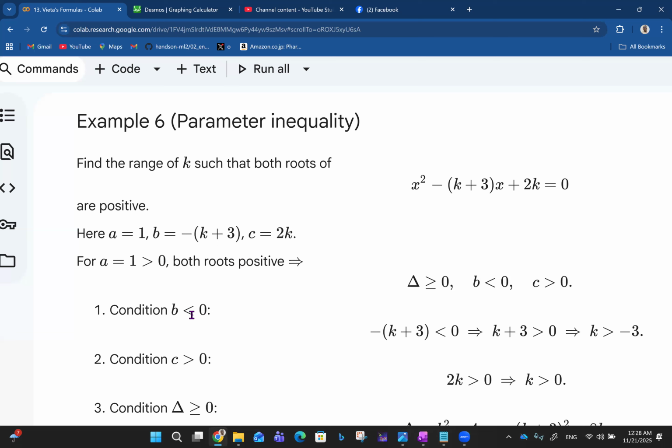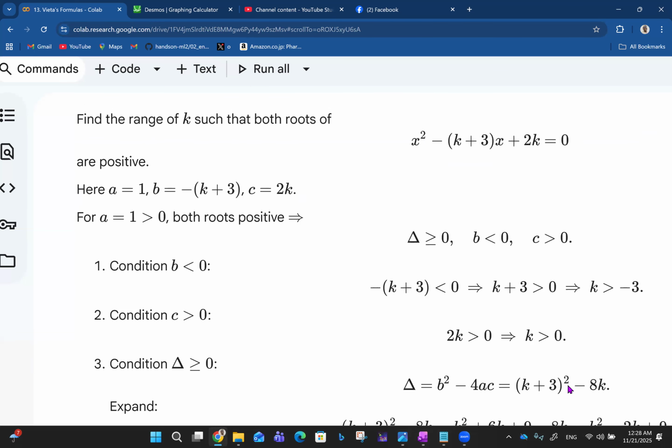For the condition that B is less than 0, we take B, that's minus (k plus 3) less than 0. If you divide through by minus, that means k plus 3 is greater than 0, which implies that k is greater than minus 3. So k has to be greater than minus 3 here. Then for the condition C greater than 0, we have 2k greater than 0. That implies that k has to be greater than 0.